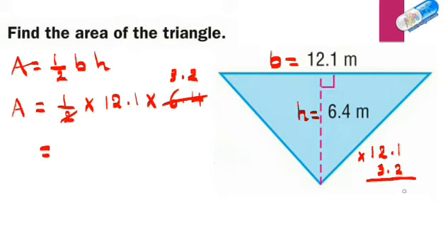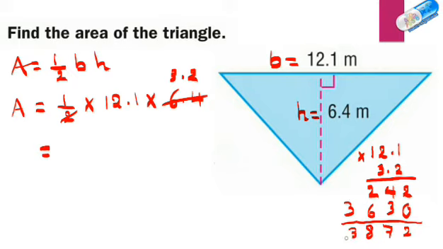So multiply 1 times 2, 2; 2 times 2, 4; then 1 times 3 is 3, 2 times 3 is 6, and 1 times 3, 3, and we add here 2, and this is 7, and 2 plus 6 is 8, and this is 3. Then you count how many decimal places. There are 2 decimal places, so put it here. So the area will be 38.72, and we put here meter square.